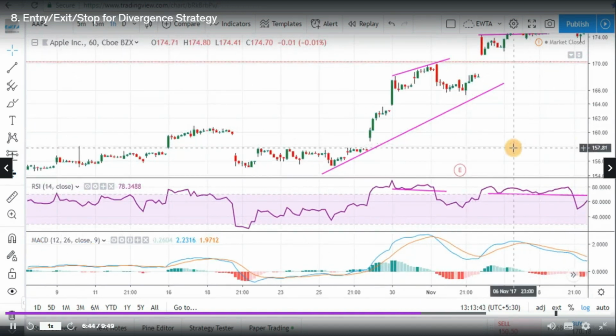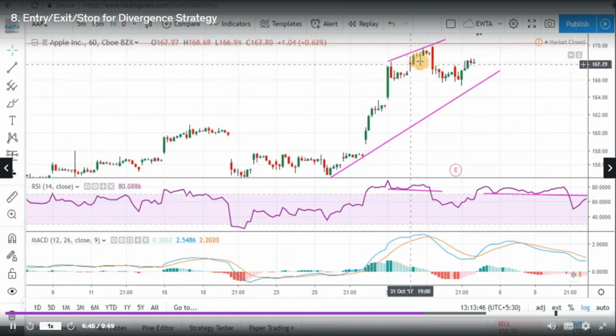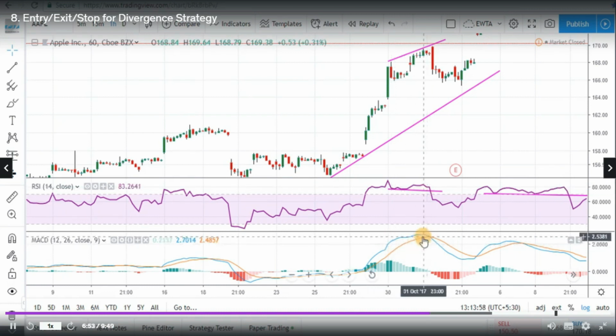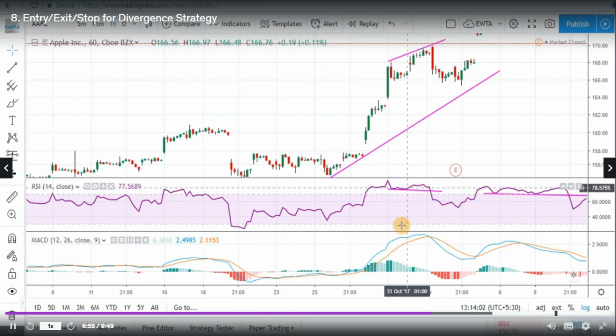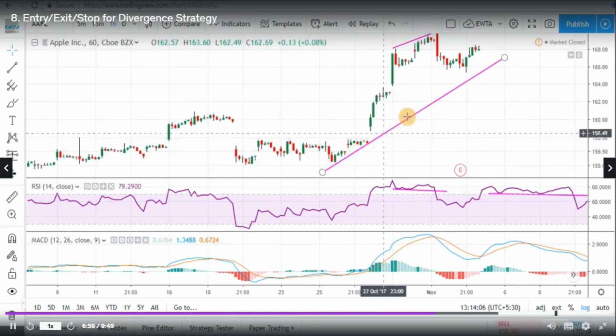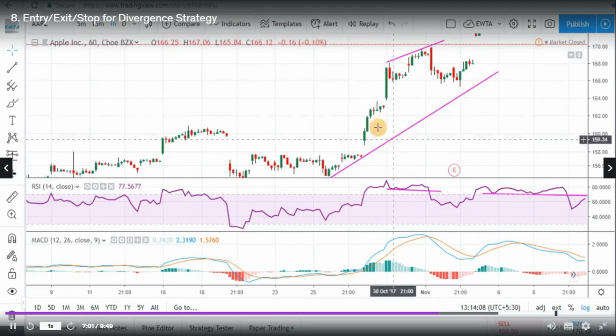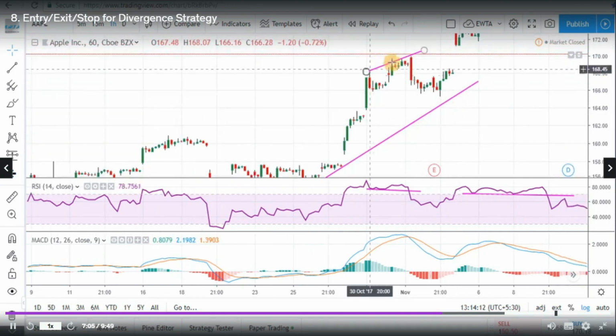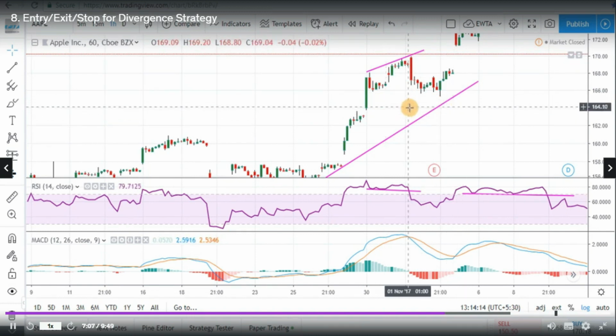Now see, in this case prices are going in upward direction, and RSI is going in downward direction, but MACD is going in upward direction. So these two indicators are not in agreement, and if we draw a trend line for the price action, see, prices are not breaking down the trend line, so it is not a valid signal to trade the divergence.